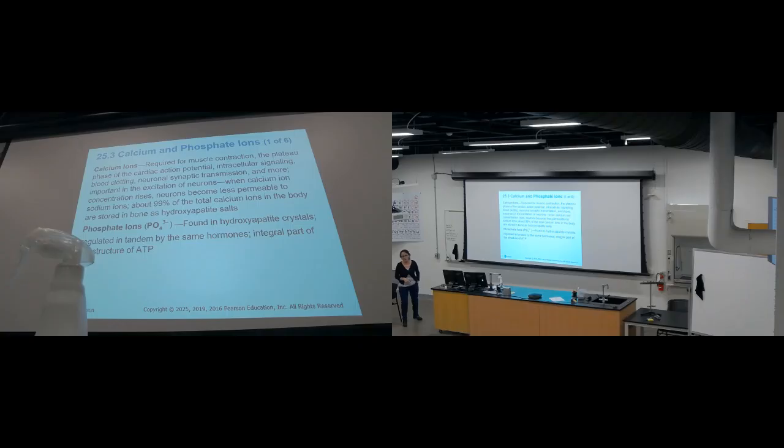So when someone has hypocalcemia, you expect that not only their bones become weak or osteoporotic, but also the person starts losing their teeth. And then phosphate ions are part of these ions that are regulated together with calcium, found in hydroxyapatite crystals. It's a hard word to say. And it is regulated in tandem by the same hormones.